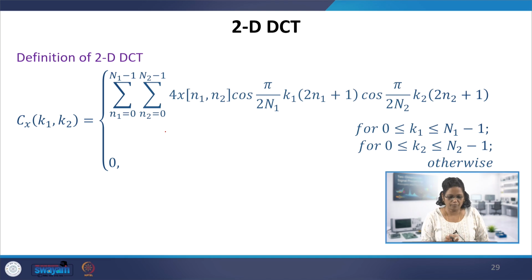So taking the 2D DCT equation, how do we get the DCT pair? Cx of k1 comma k2 is nothing but y of k1 comma k2. So from y of k1 k2, multiplying w on both the sides, we get Cx of k. Given a sequence x of n1 comma n2, this would be 4. In the case of 1D it is 2. So you have the basis functions in n1 and n2 directions, summation. So this is the DCT formula to compute the coefficients.